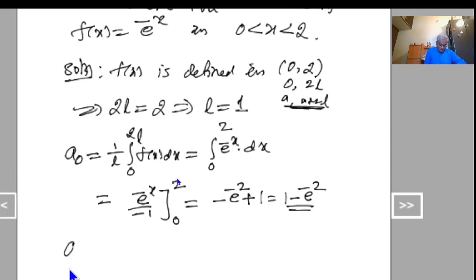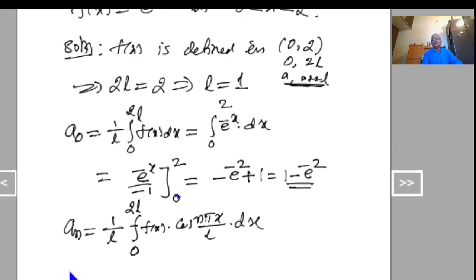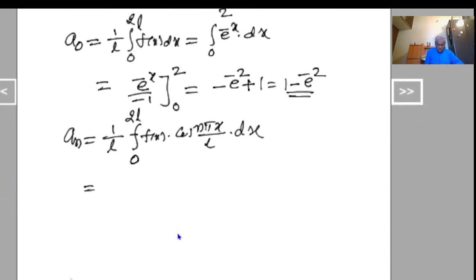Next we find out a n. According to my definition, Euler's formula is 1 by L into the integral from 0 to 2L of f of x into cos n pi x by L dx. Okay, and here L equal to 1. So this is 1 into the integral from 0 to 2 of f of x, which is e power of minus x, into cos of n pi x dx.